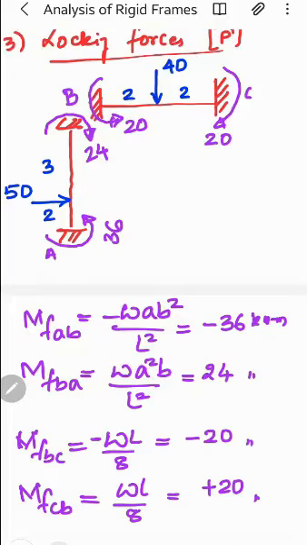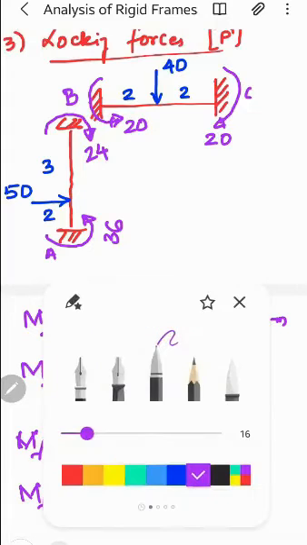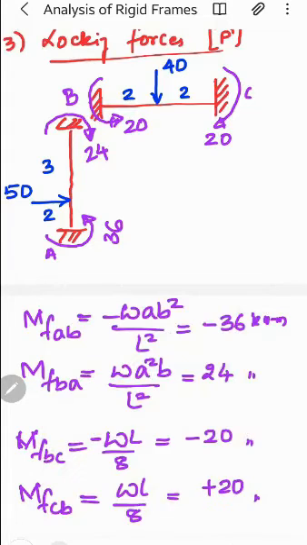Now calculate the locking forces. The locking forces at, where is 1? 1 is at B, it is clockwise. Coordinate 1 is at B here, it is clockwise. This is coordinate number 1. So along coordinate number 1, 20 is, sorry, I have shown it negative.